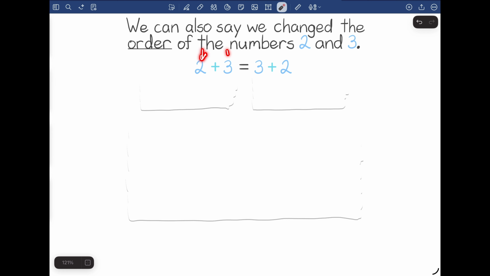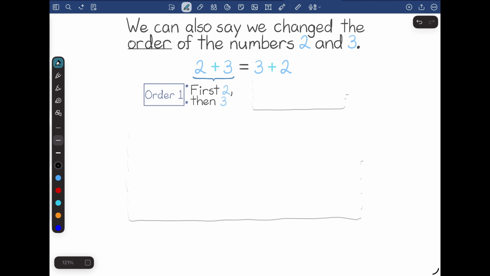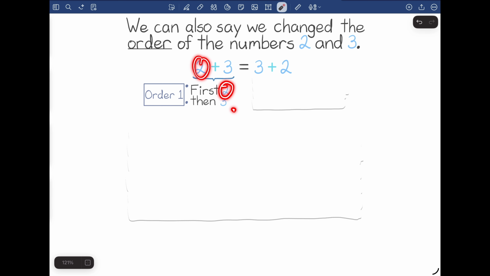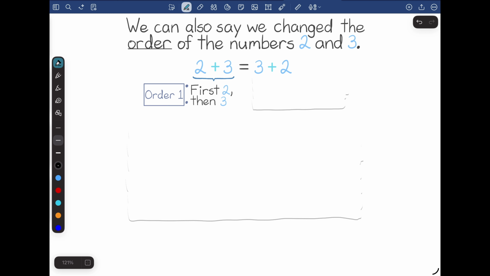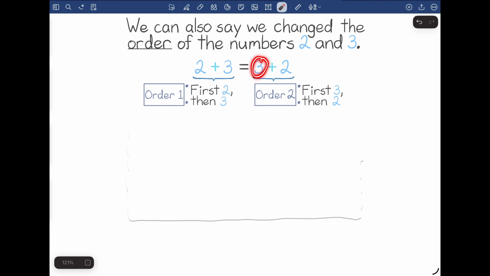So here we have 2 plus 3. We'll call this order 1. We first started with 2, and then we added 3. So first was 2, and the second was 3. Now, in 3 plus 2, which we'll call order 2, we started with 3, and then we added 2. So the 3 was first, and the 2 was second. And so, in some sense, we did change the order, which number came first and which number came second.